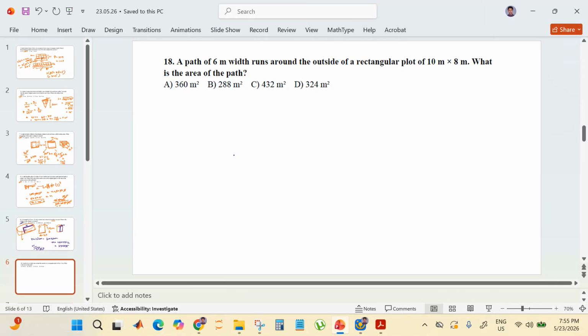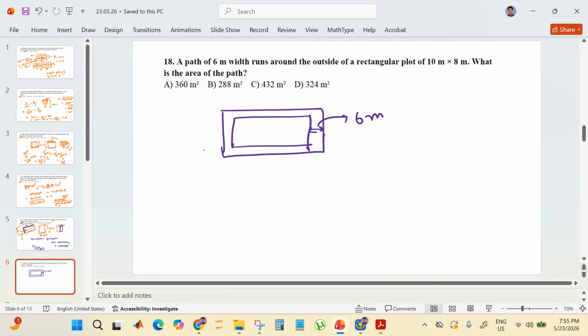See, we have already done this type of numerical. So the width of the path is 6 meter, and the rectangular plot is 10 meter.